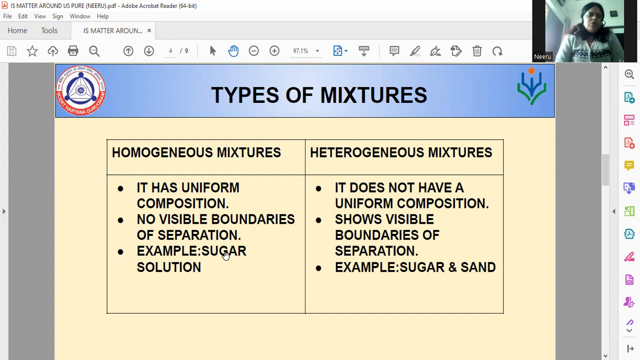In the same way, a salt and water mixture, a salt solution, is also an example of a homogeneous mixture. Whereas heterogeneous mixtures are different. As the name suggests, heterogeneous means it does not have uniform composition. You can see the various components very clearly with your naked eye, like in a sugar and sand mixture. You can see both components very clearly here. So these are the two types of mixture.